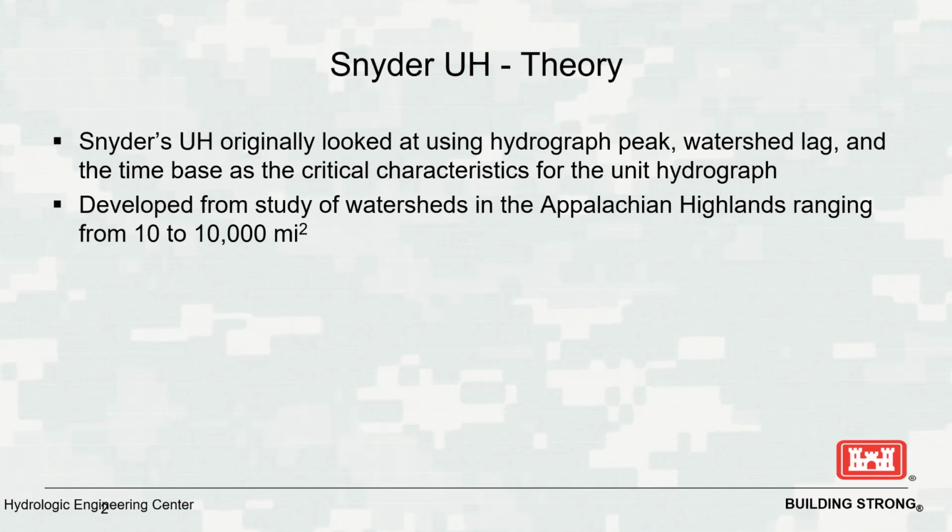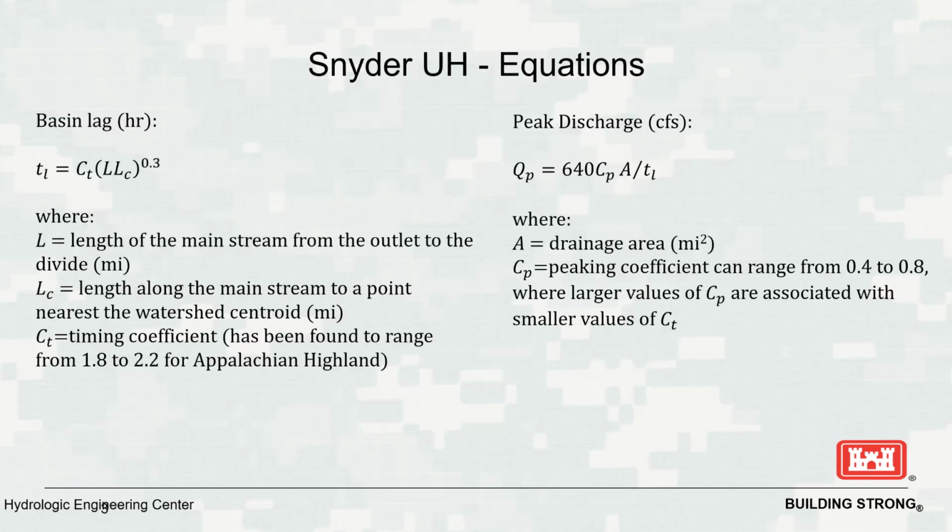This method was developed for studies of watersheds in the Appalachian Highlands with areas ranging from 10 square miles to 10,000 square miles. Snyder's requires two parameters, the watershed lag and the peak discharge. The watershed lag is defined the same as the SCS unit hydrograph method, which is from the center of mass of rainfall to the hydrograph peak value.